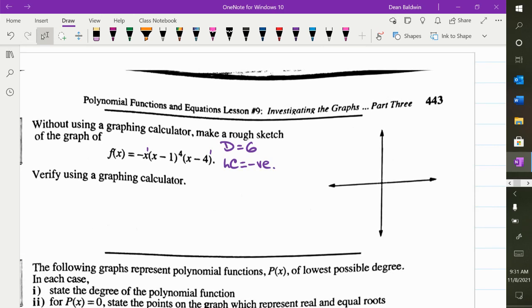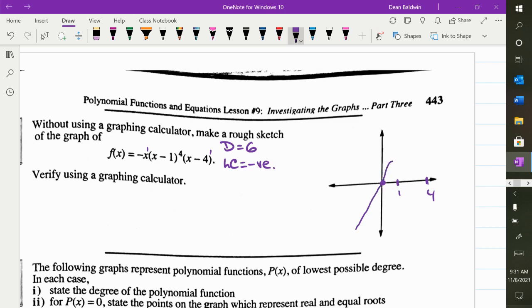Mark out your zeros. If you just have an x, what's your x-intercept? So it's right at the origin. 1 and 4. Both arms have to be down. I always start in the left. We come up. What happens at the origin?